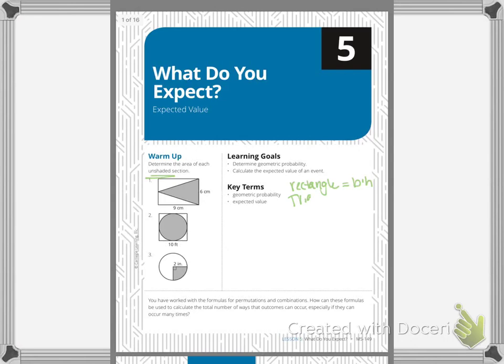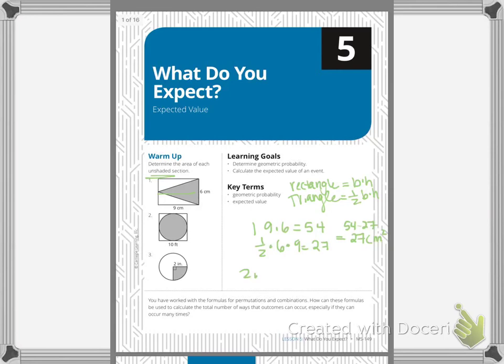Okay, triangle is 1/2 base times height. So if I want the unshaded, I have to do my full shape. So 9 times 6, which is 54. And I need to take away the triangle. So the triangle is 1/2 times the base of the triangle, which is 6. The height of that triangle is 9. So that's 27. So if I just want the area of the unshaded region, I do 54 minus 27. And I get 27 centimeters squared.